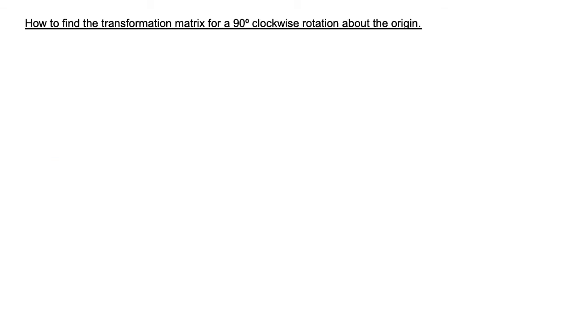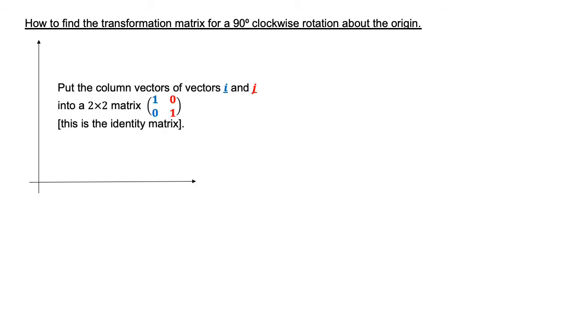Right, I'm going to show you another example now, which is how we're going to work out the transformation matrix for a 90-degree clockwise rotation about the origin. Again, I do exactly the same thing. I'm showing you visually what's going on.